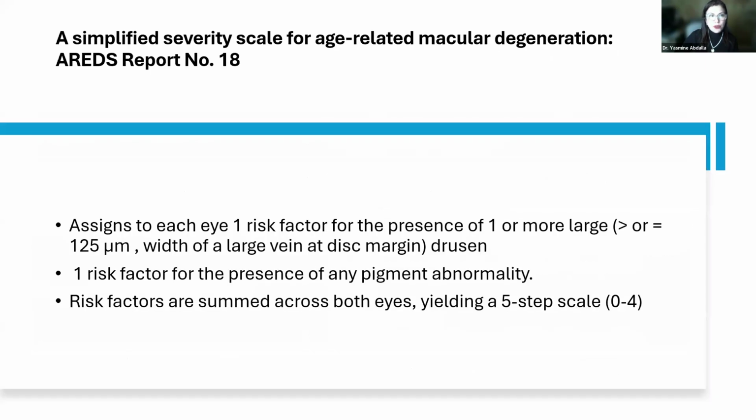So the AREDS report number 8 came up with a simplified severity scale of age-related macular degeneration. Report number 18 can be found online. I think it's open access, I'm not quite sure. But if you wish to read further, you can go and refer to it. Basically what it does, it assigns one risk factor for the presence of one or more large drusen and one risk factor for the presence of any pigmentary anomaly. And then they add the risk factors between the two eyes, giving a scale from 0 to 4. To explain further, we'll go to the next slide.